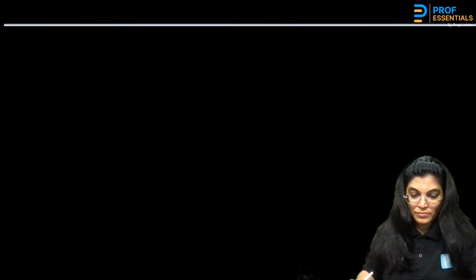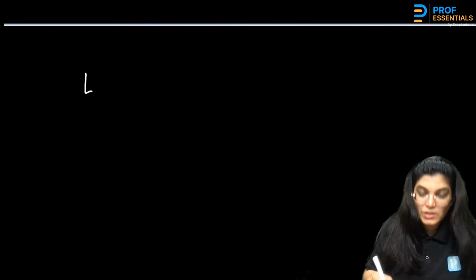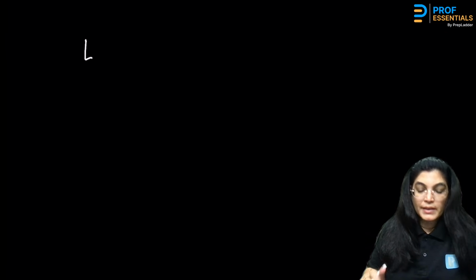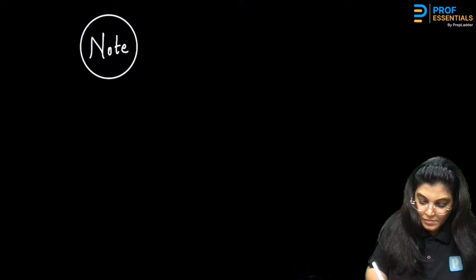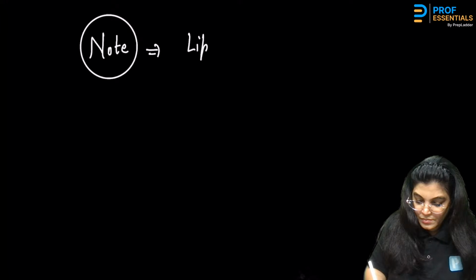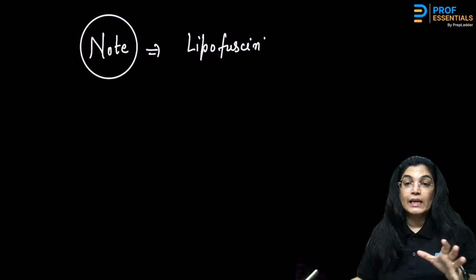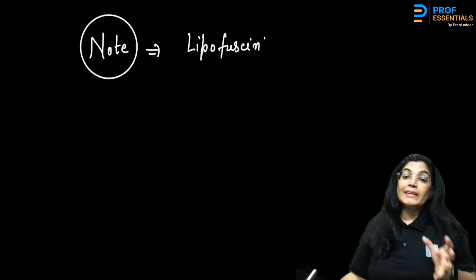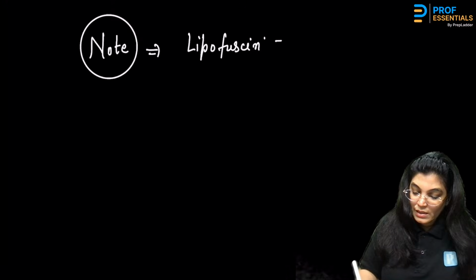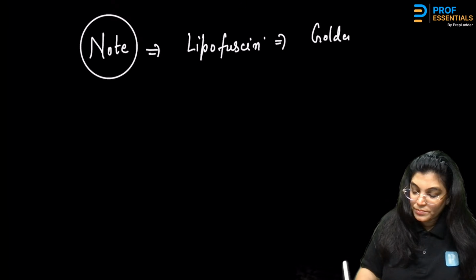Please note down lipofuscin. I just want everybody to mark it as a note point. This is the pigment which will be seen in the cell body, and this pigment is golden brown in color. What is the color? The color is golden brown.